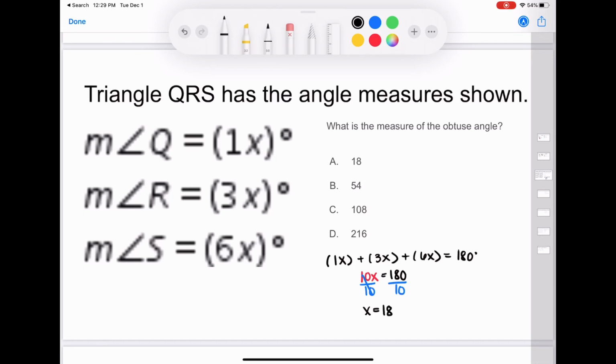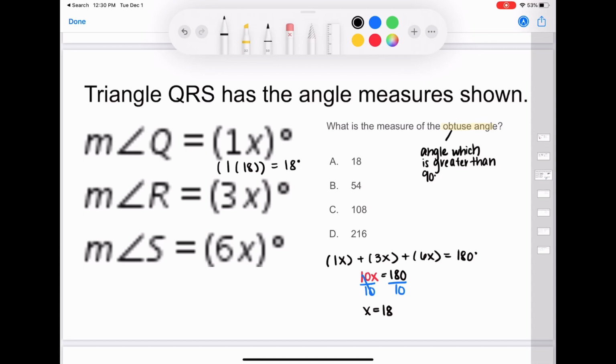Well, we haven't been told which of these angle measures is an obtuse angle, but we can figure it out by substituting x into these different equations and figuring out which of them gives us an obtuse angle. That is, an angle which is greater than 90 degrees. So let us see. Here we have 1 times 18. Well, that equals 18 degrees. So that is an acute angle.